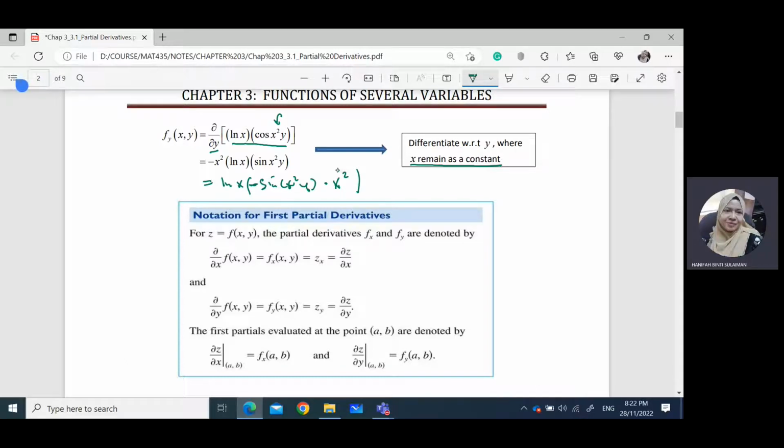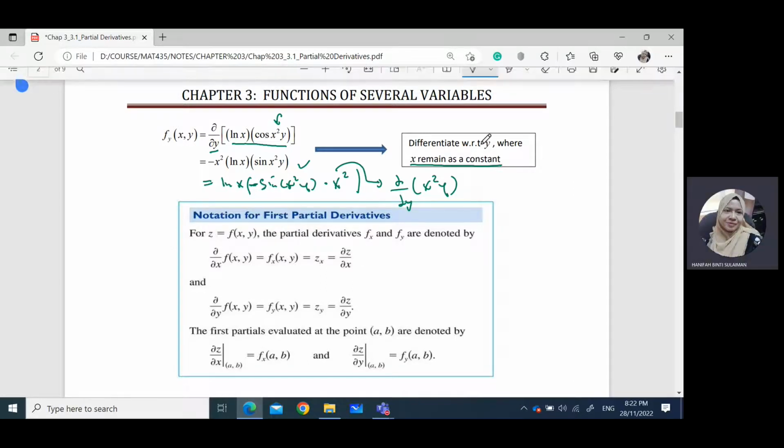So this is the derivative with respect to y on x squared y, and we get x squared here. So the answer here is negative x squared times natural log of x times sine of x squared y. So this is the answer.